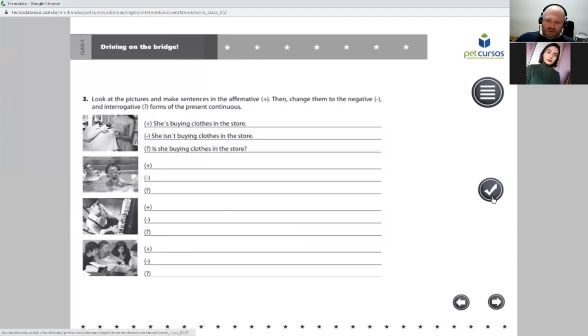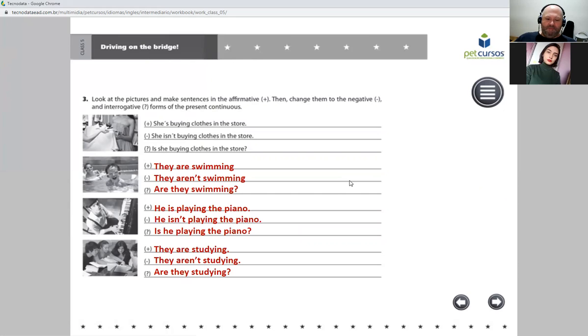Just to show how it was, the sentences here are correct, however, you made the sentences more complete. You put in the pool. He's playing the piano. Did you put a place? No, I just put piano. Okay. And the studying you put in the library, right? Então você colocou um lugar, né? Legal. People who are going to see this or do this after, they can put places. That's a good idea to put a place. Okay, very good.